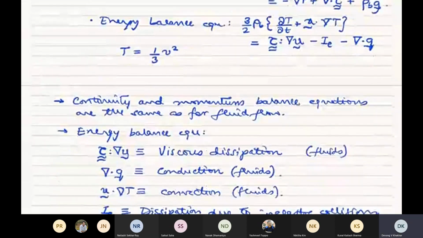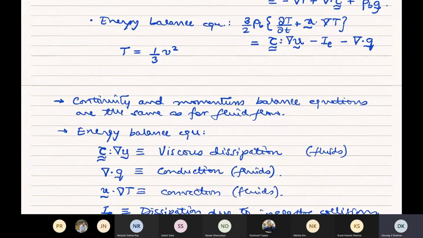And this is it. So over here, you can see clearly that if u is equal to 0, then this term will be 0, and this term will be 0. And then, of course, we have to see what is q.